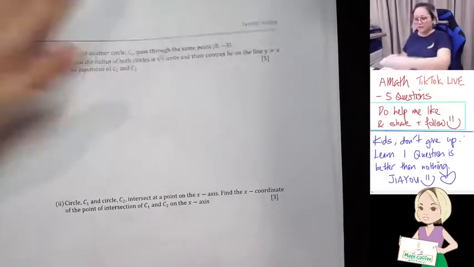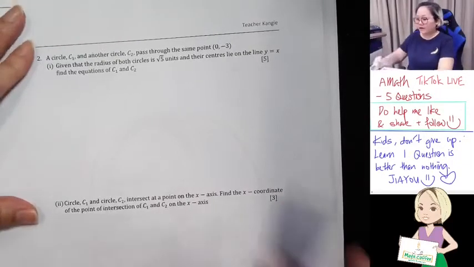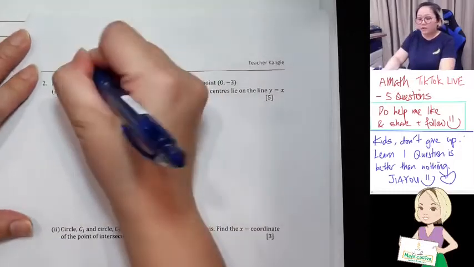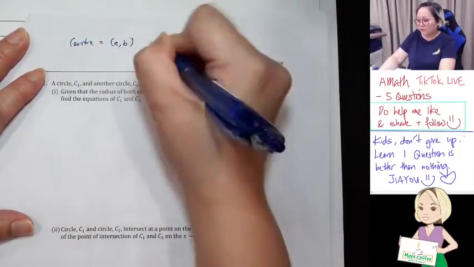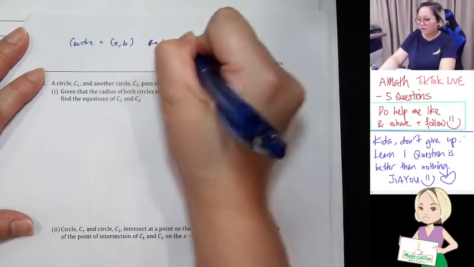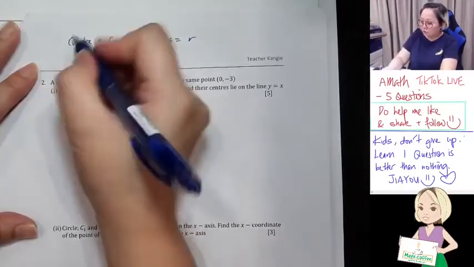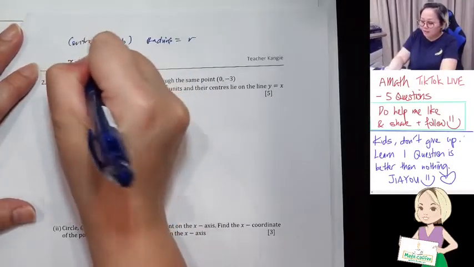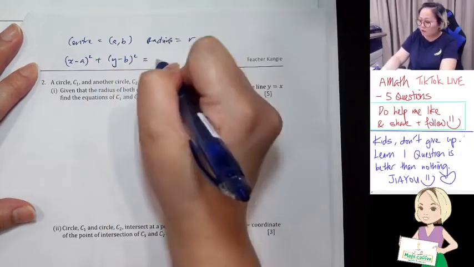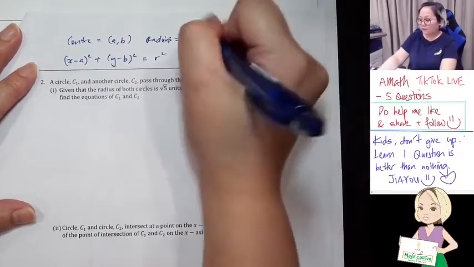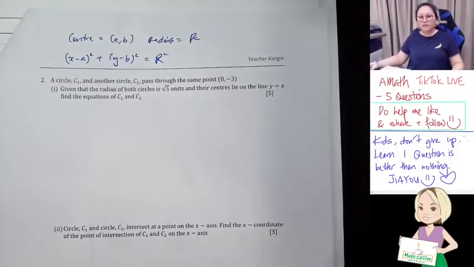So first, kids, you need to know the equation of the circle, the format of the equation of the circle, correct? So I just write it up here. Our center is equal to (a, b), and of course our radius is just called r. So the equation of the circle is (x minus a) squared plus (y minus b) squared equals to radius squared, call it r squared. Okay, so that's the equation of the circle format.